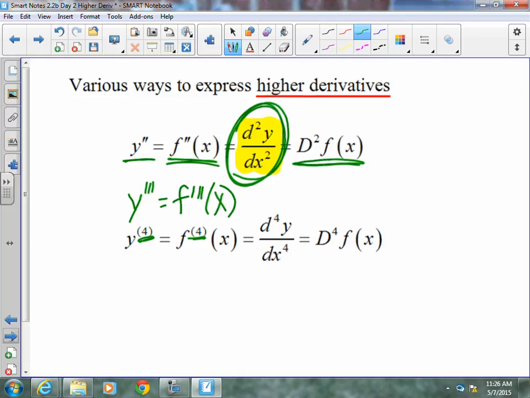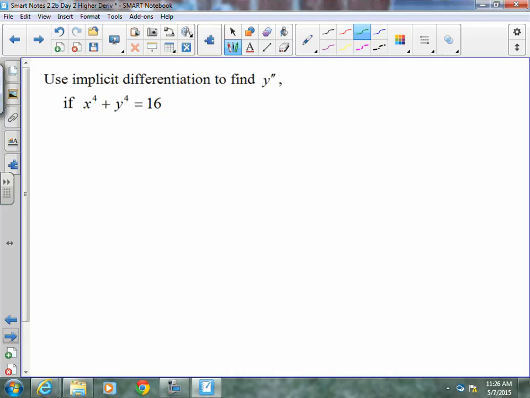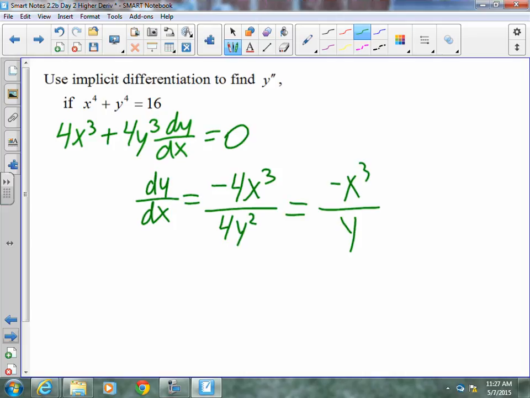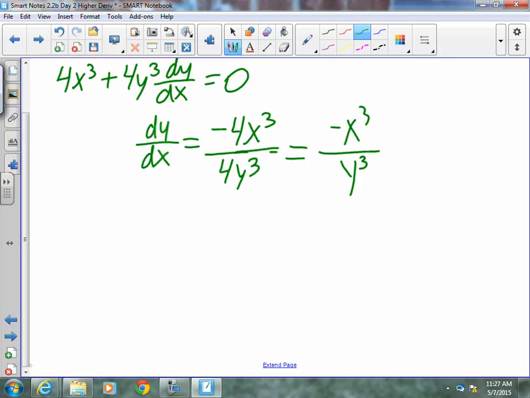Now, occasionally, we have to find second derivatives implicitly. To do that, we have to implicitly find the first derivative. And we find when we solve for dy dx that it is negative 4x cubed divided by 4y cubed, or negative x cubed over y cubed. Sorry, that's not squared. Cubed is the first derivative. Now to go on, we need to find the second derivative. Now the second derivative, d squared y over dx squared, is going to need the quotient rule.